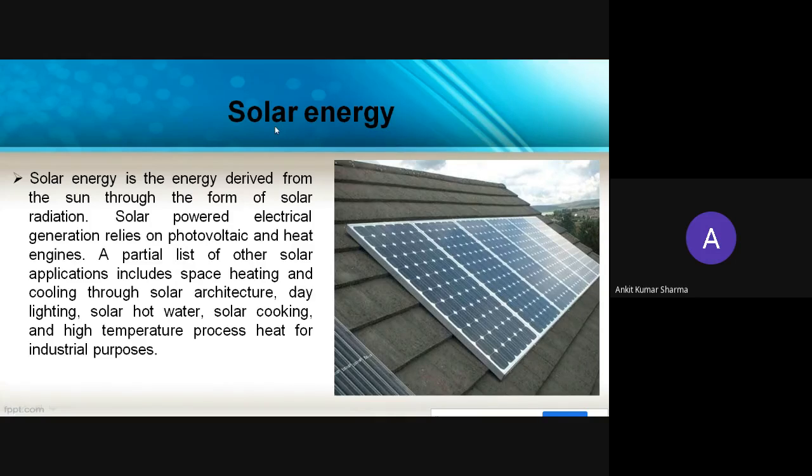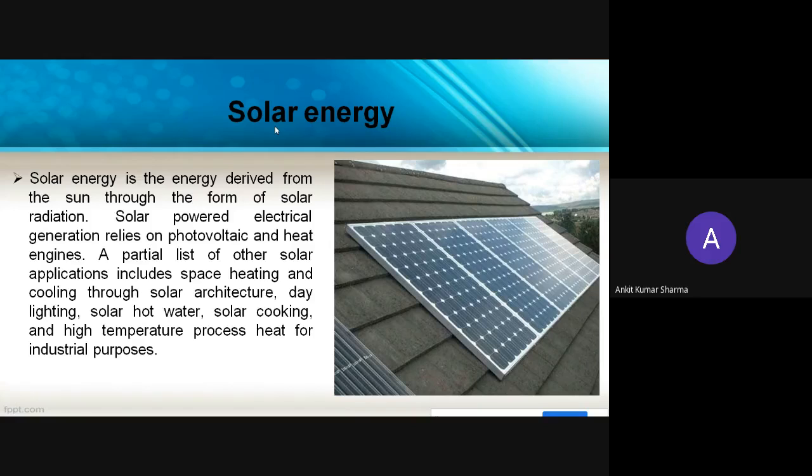The energy that comes from the sun in the form of radiation is called solar energy. Solar energy is the energy derived from the sun in the form of solar radiation. Solar powered electrical generation relies on photovoltaic and heat engines. A partial list of other solar applications includes space heating and cooling through solar architecture, daylighting, solar hot water, solar cooking, and high temperature process heat for industrial purposes.